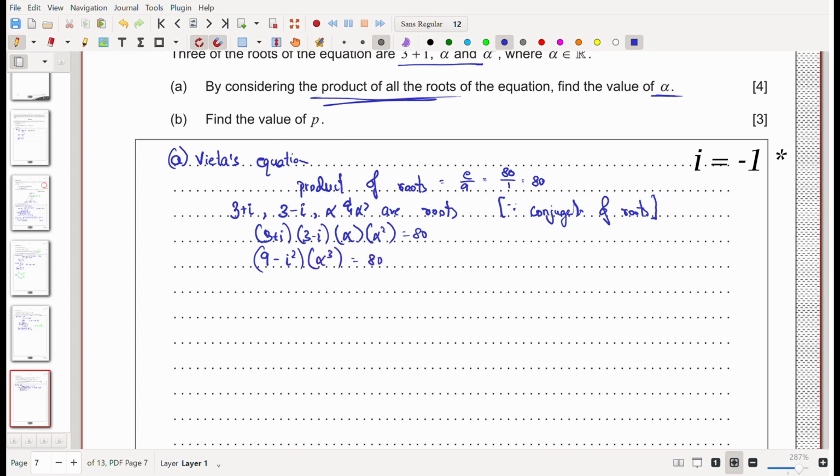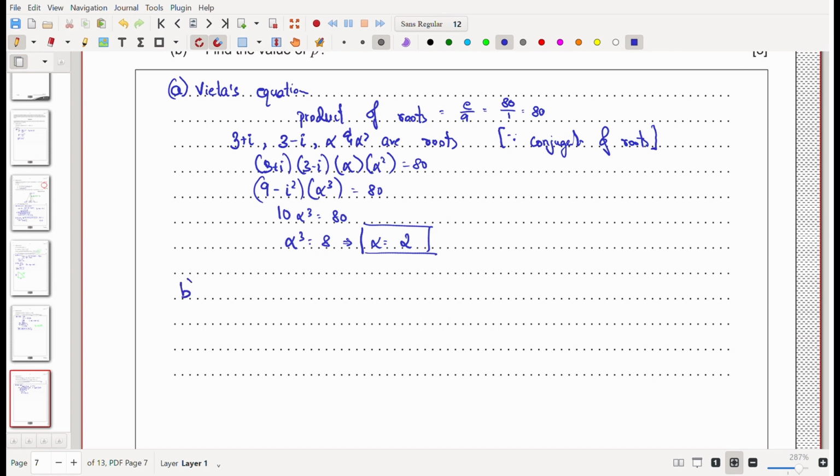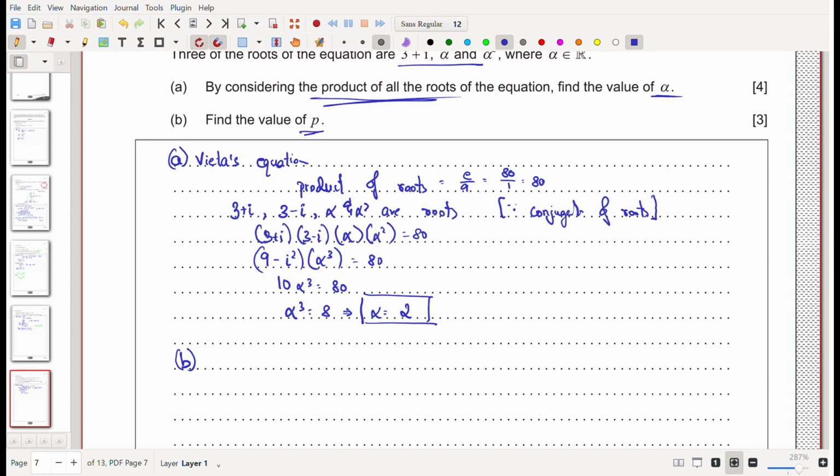And you guys know i squared is minus 1. So this is 10. Alpha cubed is equal to 80. Alpha cubed is equal to 8. And alpha is equal to 2. That's it. Then we are asked to find the value of p.